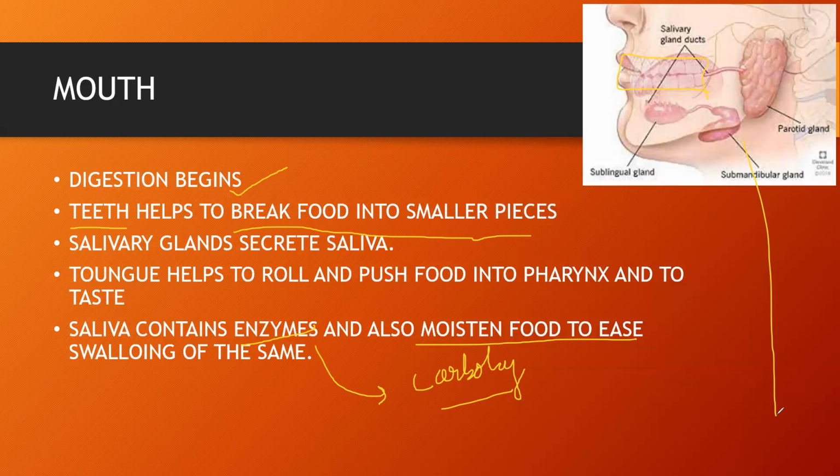saliva mixes and moistens the food. Moisten मतलब गीला कर देता है food को, and teeth helps in breaking it into smaller pieces. Okay, breaking it into smaller pieces.